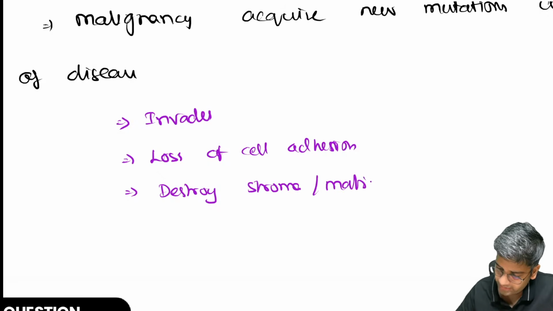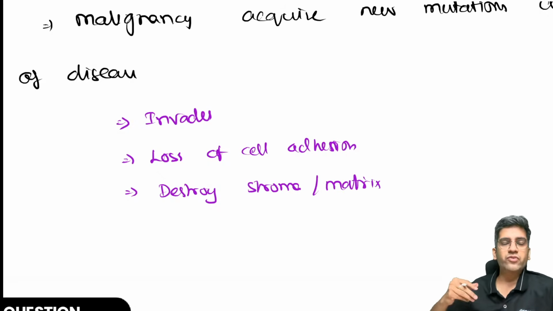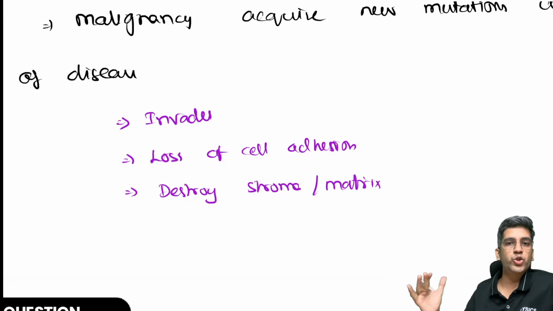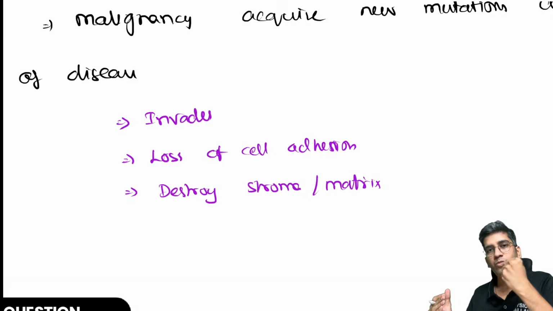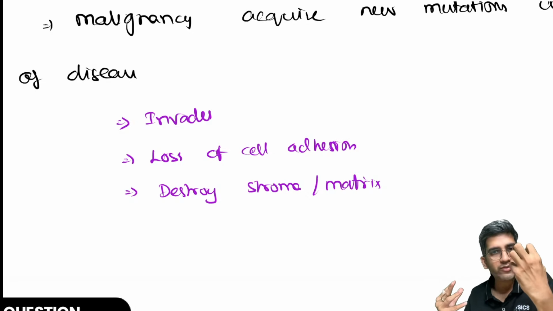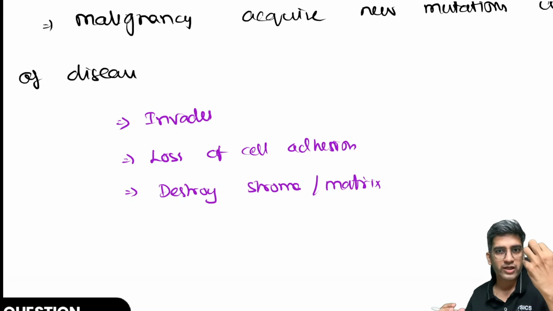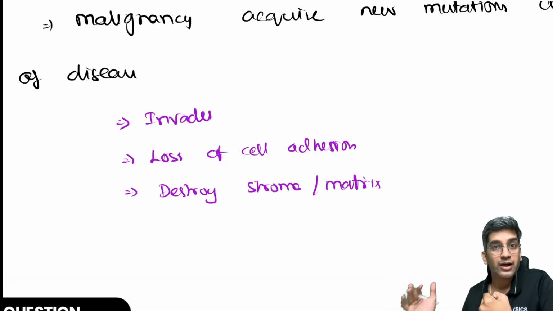Okay, these are just new mutations. Because of acquiring new mutations, they tend to spread. Benign tumors are very well encapsulated. Benign tumors don't lose adhesion. They'll always be like a mass. They won't go outside, right? They don't have much proliferating capacity. They don't have angiogenesis. All these are negative pointers.